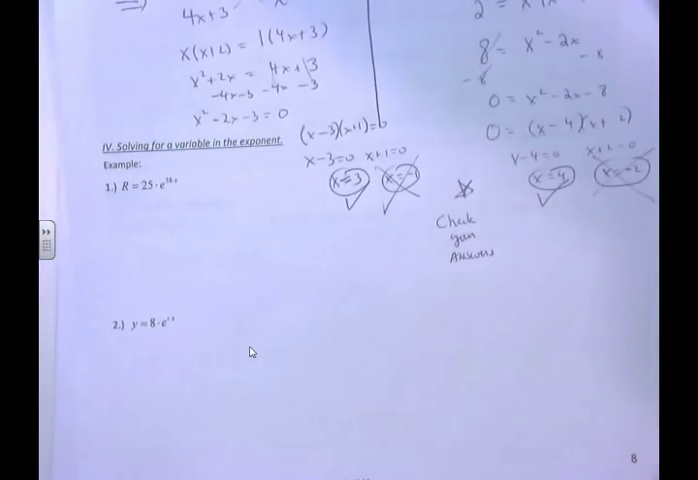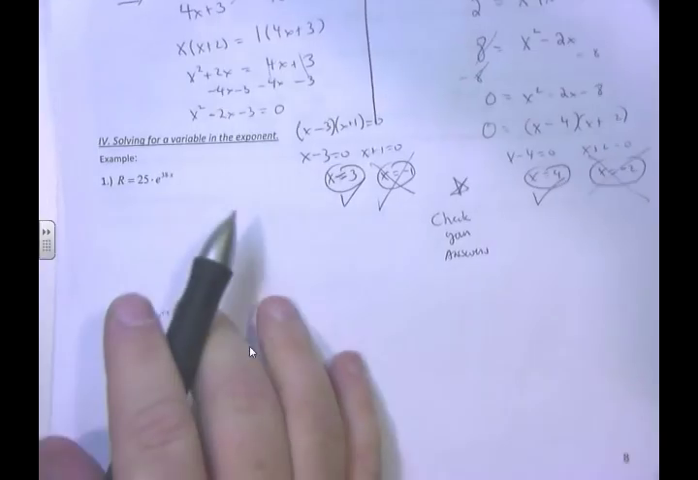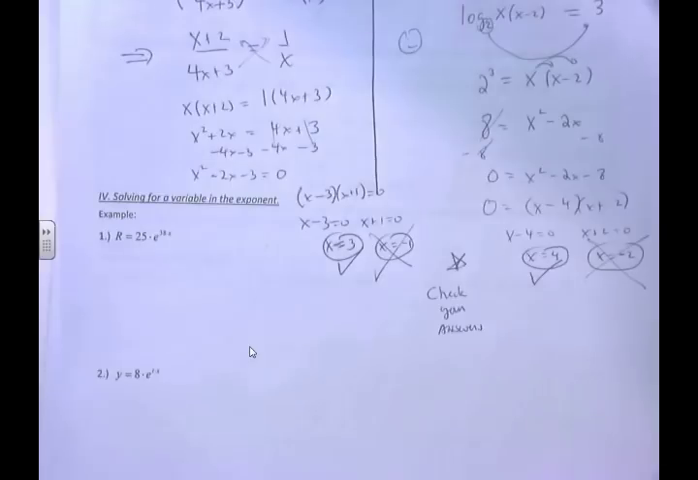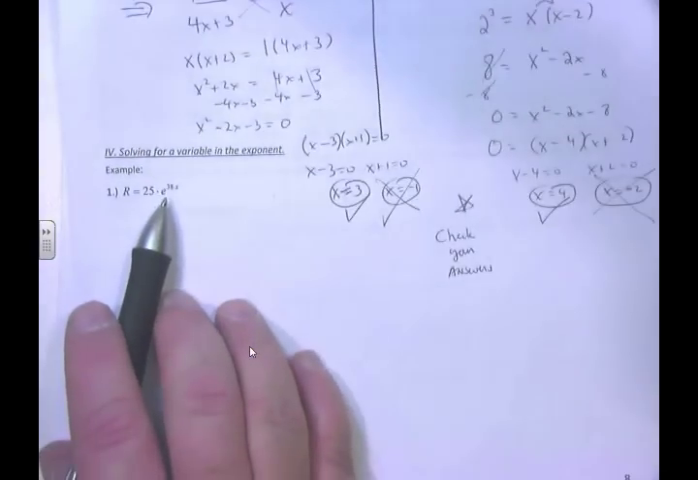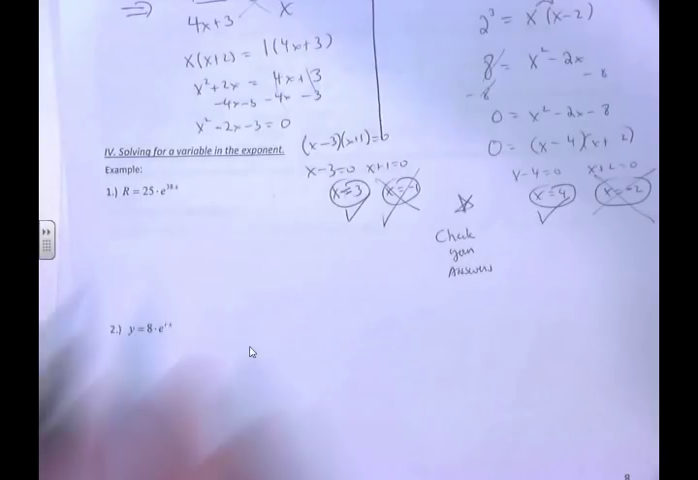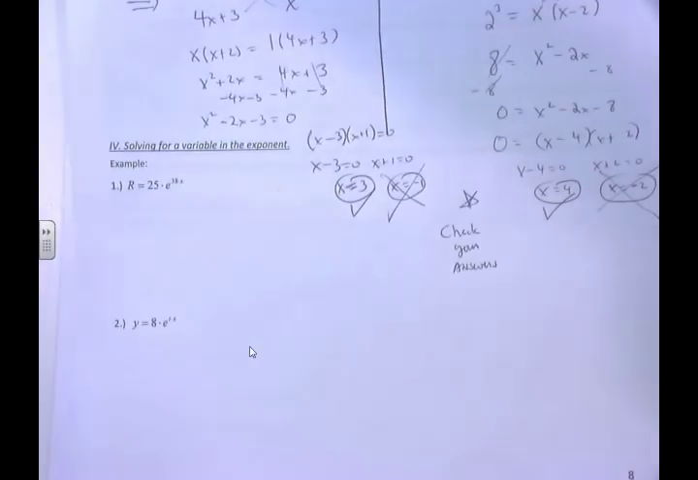All right, number 4. Solving for variables in the exponent. See, here's the deal. When it comes to log equations, I have domain restrictions. I can't take the log of negative numbers, nor can I take the log of 0. But when it comes to exponential equations, your domain is all real numbers. You can have negative exponents, you can have 0 exponents, you can have positive exponents. So when it comes to an exponential equation, you don't have domain restrictions.